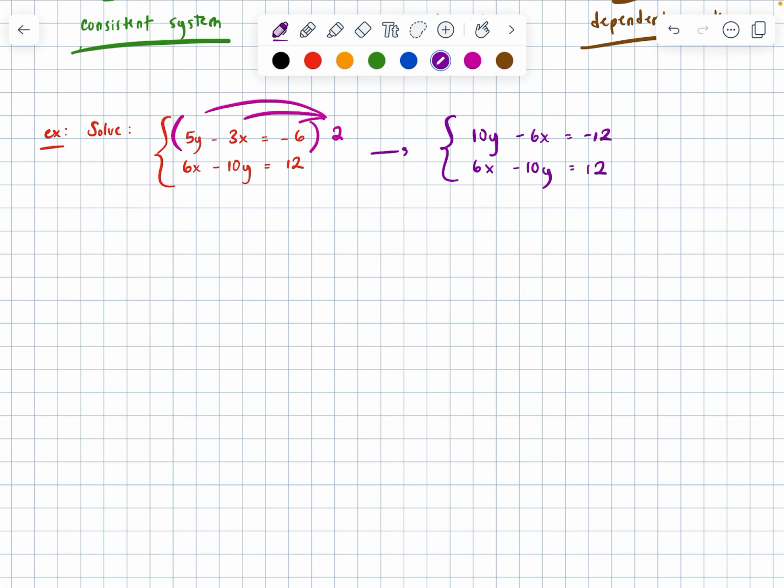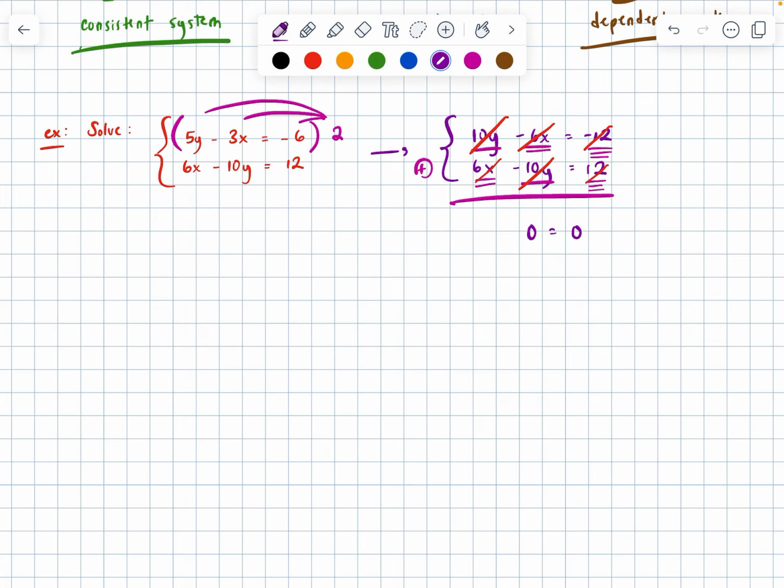equals 12. In order to do some elimination here, I probably want to add my two equations together. When I do that, 10y minus 10y, well, these guys are going to undo each other. I've got negative 6x plus 6x. These guys are going to undo each other. And then I've got negative 12 plus 12. That is equal to 0. Both sides of my equation are equal to 0.